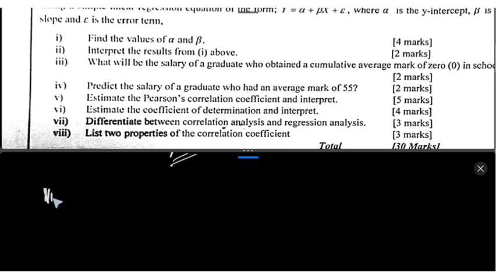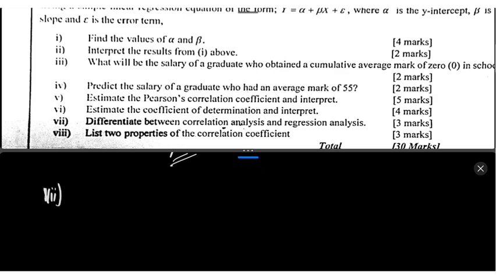So we move on to VII. We are asked to differentiate between correlation analysis and regression analysis. So correlation analysis, as I've already indicated, is the statistical method that helps us to find whether a relationship exists between two or more variables. And to determine how much that relation actually exists is where we zoom our attention towards regression analysis. Regression analysis tells us the nature of the relationship that exists between two or more variables.